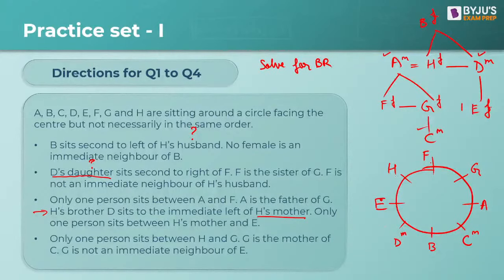How do we find E? It said that D's daughter sits second to the right of F. So we had placed B, we had placed A, we had placed F. So B was given, right? B and A were given in the beginning, and one person between A and F means this. And if D's daughter sits second to the right of F, so this should be D's daughter. Now D's daughter has to be among B and E. This cannot be B because B is sitting here. So that means it was E. So that is why D's daughter is E, and hence we found out all the 8 people. Okay, all right, so now we can answer the questions on this.